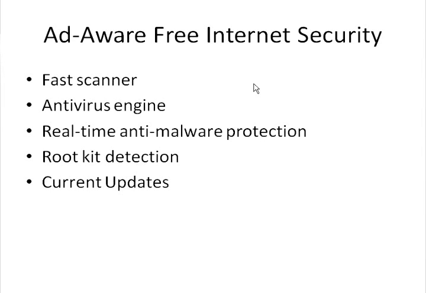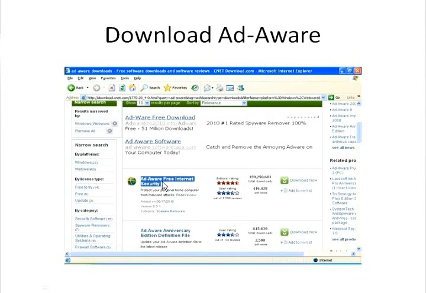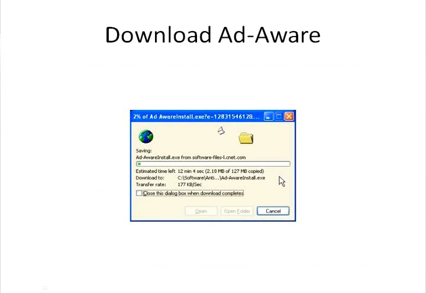Rootkits are tools that a hacker can use to try to get full access to your computer. And current updates. It's currently being updated. One of the easiest ways to get the software is just go to download.com and search for adaware. Here's the results. You can see 359 million people have downloaded it. It's very popular software. Just click on download now.